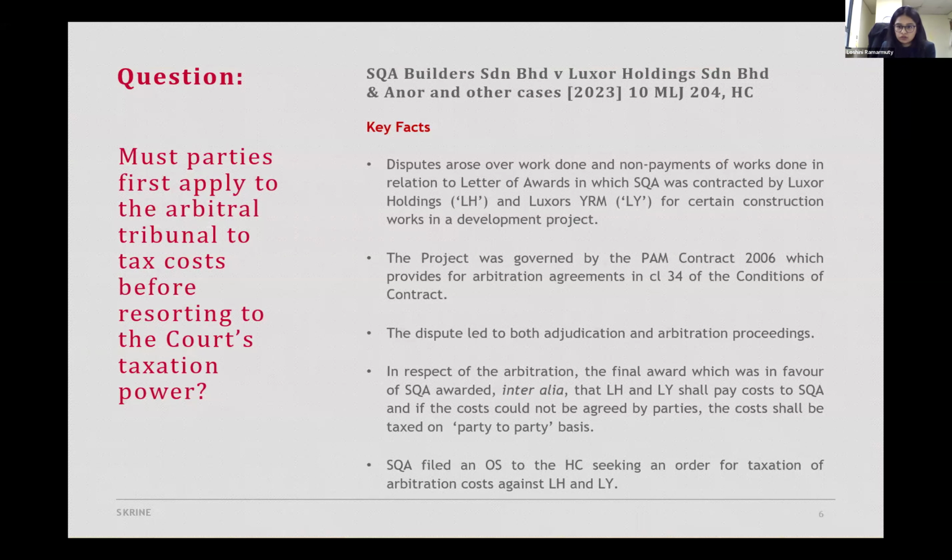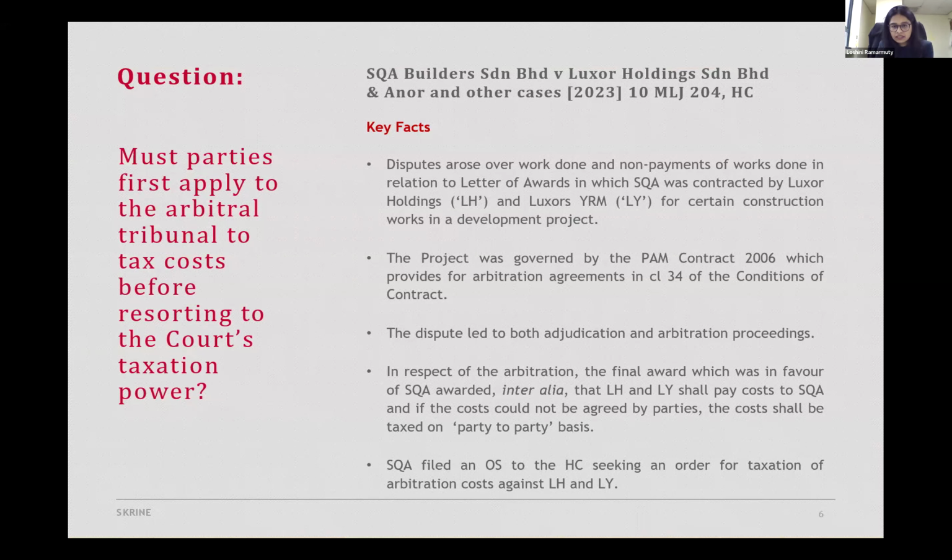And if the cost could not be agreed, the cost shall be taxed on a party-to-party basis. So this was stated in the arbitral award. Now, against this backdrop, several applications were filed in the High Court, including applications to refer questions of law pursuant to Section 42, the counterparty applying to enforce the award, and there was a separate application for taxation of the arbitration costs. For purposes of today's discussion, I will focus only on the application for taxation of costs.